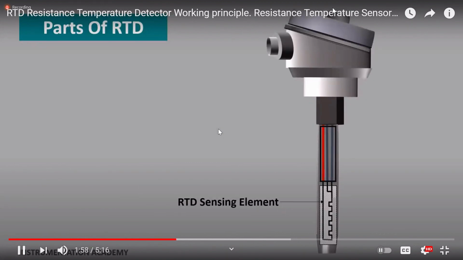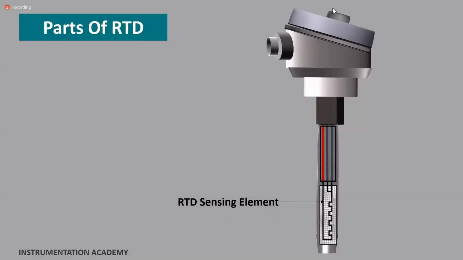Sensing element or RTD element. The sensing element is the actual temperature sensing unit which is located at the tip of the temperature sensor, on the end that is exposed to the process temperature. The sensing element, which is constructed of metals like platinum, nickel, copper or tungsten, responds to the process temperature by generating a measurable resistance.